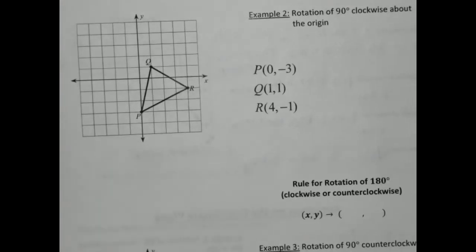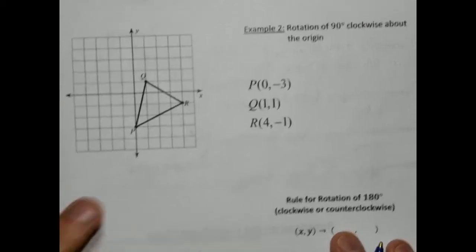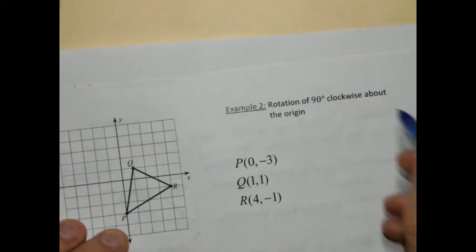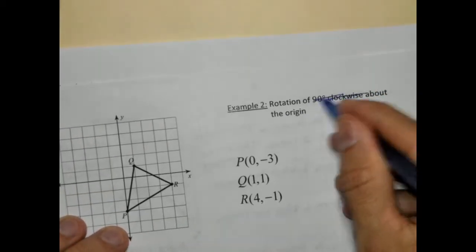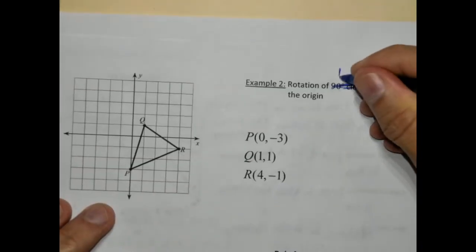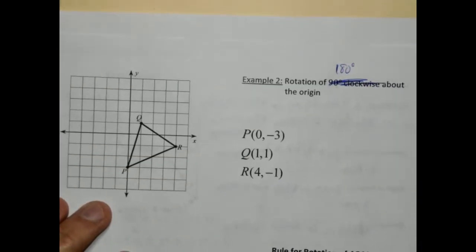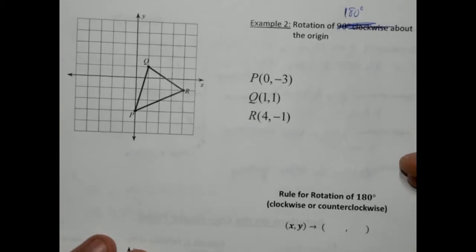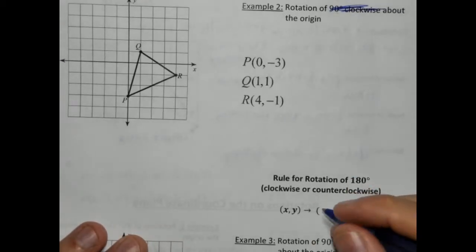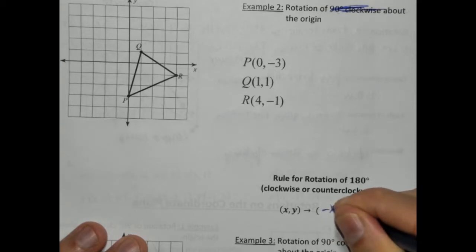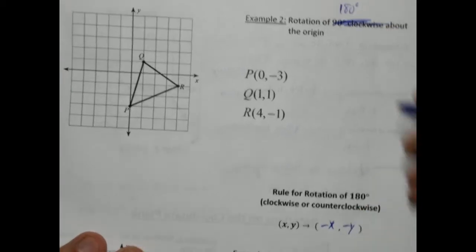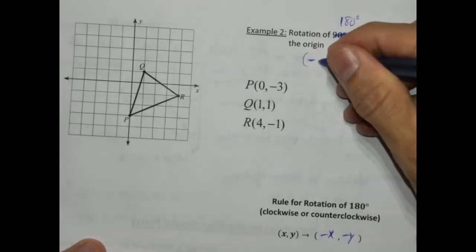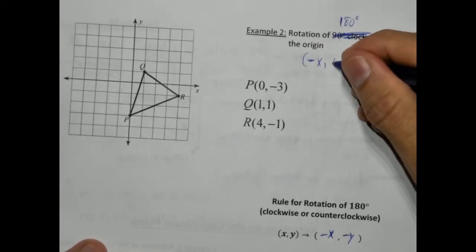Okay, so let's go ahead and look at the next one. So I think on this one there's a typo, if I remember correctly. Yeah, we're going to go ahead and fix that. So cross that out. That's going to be 180 degrees. And the direction doesn't matter because 180 degrees in either direction will be the same spot. So the rule for this is going to be (-x, -y). So we're going to write that here so we don't forget. It's always a good idea to write the rule multiple times.